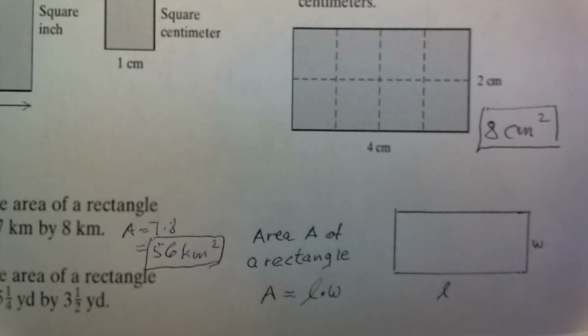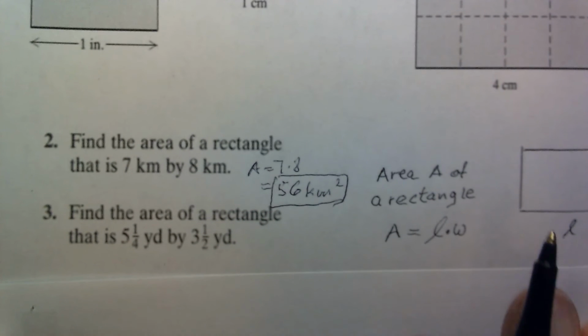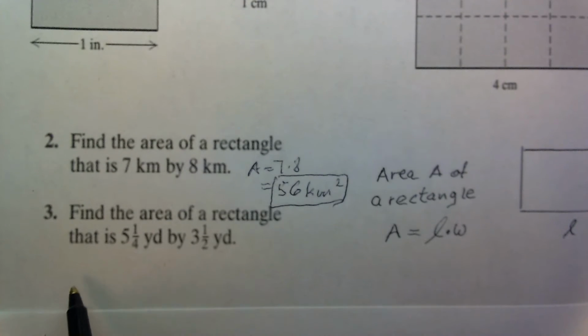So notice when we're dealing with area, it is always something squared. Maybe it's kilometers squared, like in this example. And the next exercise, number 3, find the area of a rectangle that is 5¼ yards by 3½ yards. So here we would get square yards. So let's do this. A, the area of this rectangular area, is 5¼ times 3½.